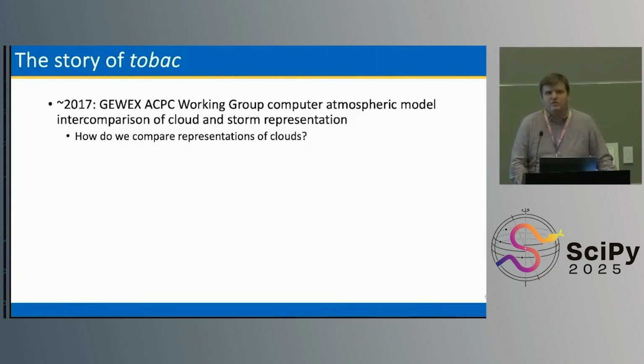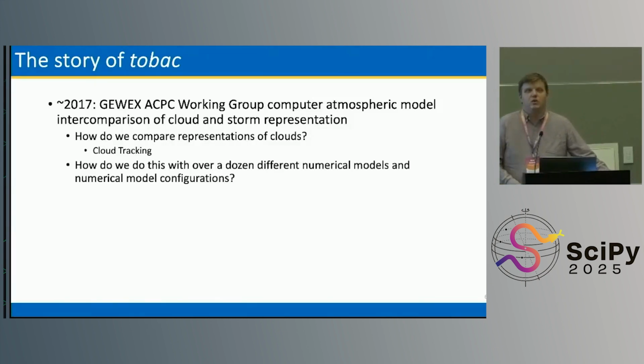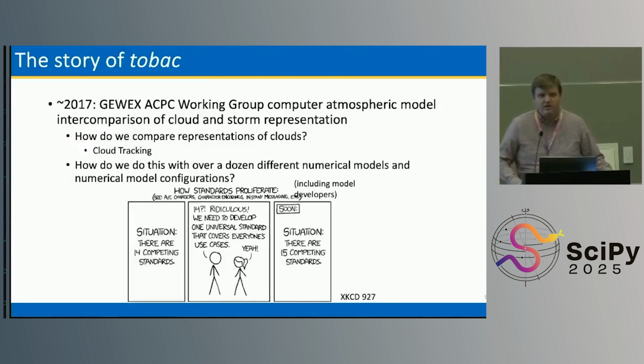So a key question of this is, how do we compare representations of clouds? We could do any of those methods we talked about before, but really the idea with how aerosol particles, small particles are affecting these clouds has to do with lifetimes. It's one of the key questions. So that really requires us to do cloud tracking. And really the thing and the question that birthed tobac was, how do we do this with over a dozen different numerical models and numerical model configurations? Every numerical model has its own grid, its own data format. It's the XKCD comic realized in real life in a very, very, very small scale.